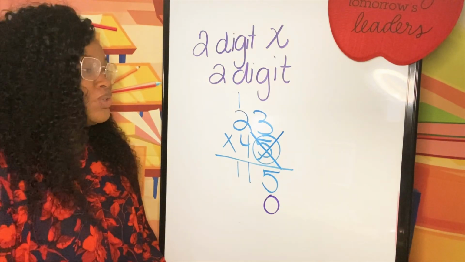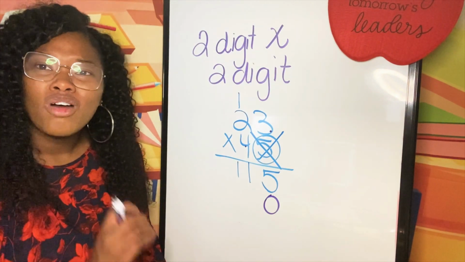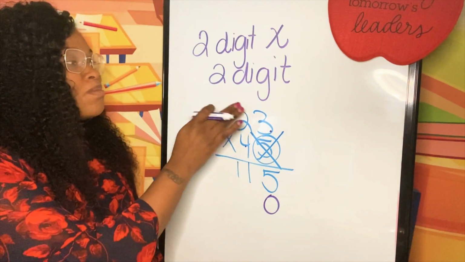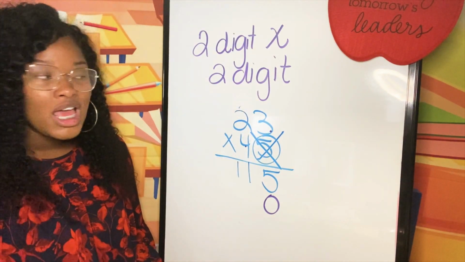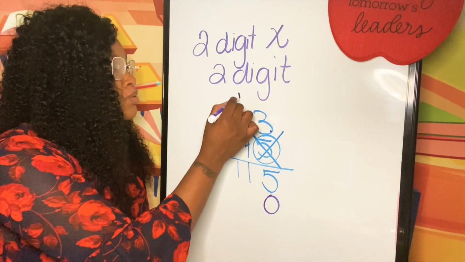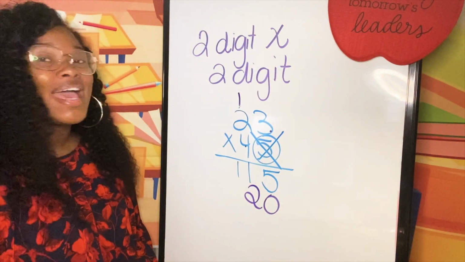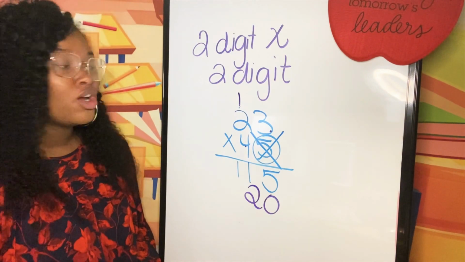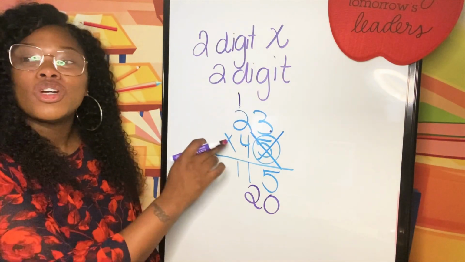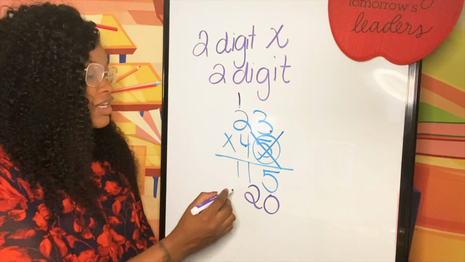Next we're going to do 4 times 3. We don't want to get confused, so I always like for you to erase or cross out the number that you used the previous time to regroup. So 3 times 4, we know it's 12. You're going to regroup your 1 and put your 2 here. Then you move on to your 2. So you will do 4 times 2, which gives you 8. Of course, you must add the number that you regrouped, so 8 plus 1 gives you 9.